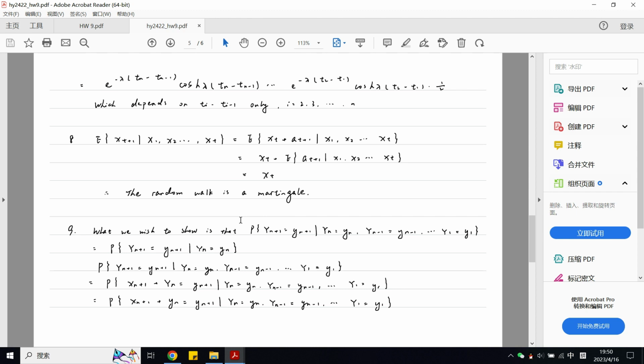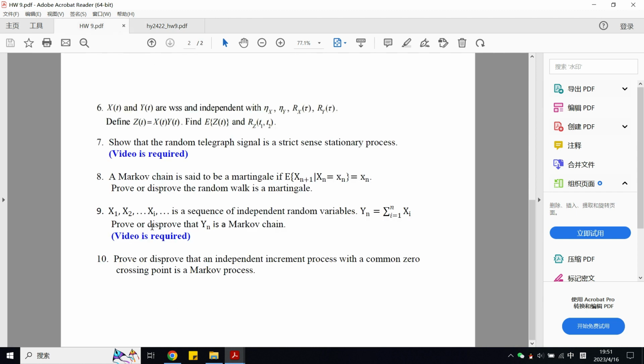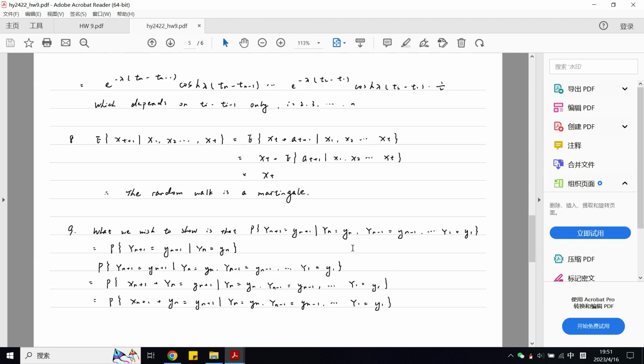So what we wish to show is that the probability that yn+1 equals yn+1 given yn equals yn, yn-1 equals yn-1, and y1 equals y1 equals the probability that yn+1 equals yn+1 given yn equals yn. So if we show that these two probabilities are the same, we can see that yn is a Markov chain.